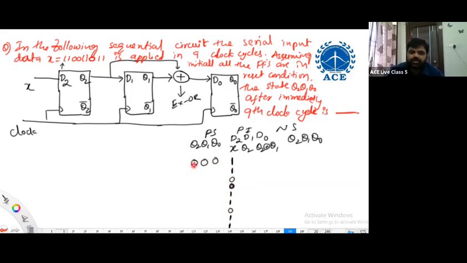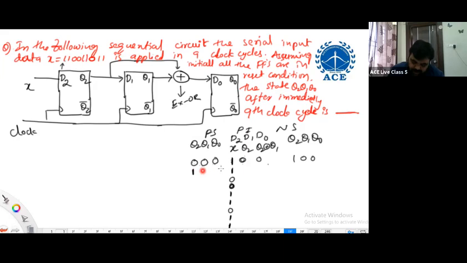Then what is it here? 0, 0, 0 is initial. X, the first bit, is applied. Now Q2 is 0. Q2 XOR Q1 means 0 XOR 0 is 0. What is the next data? As these are D flip flops, 1, 0, 0. I hope you are understanding. The first bit is supplied at the first clock cycle. Based on the initial 0, 0, 0, if we derive the inputs, we get 1, 0, 0. As these are D flip flops, the next state will be 1, 0, 0 only.